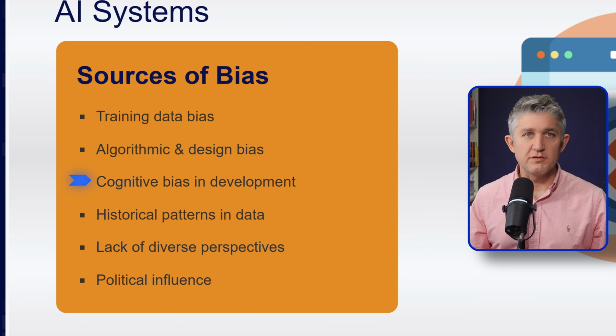Lack of diverse perspectives is another source of bias. Homogeneous teams miss edge cases and cultural nuances. Data collection and annotation reflect the viewpoint of the collector. Dialects, accessibility needs, and low-resource languages are often overlooked.